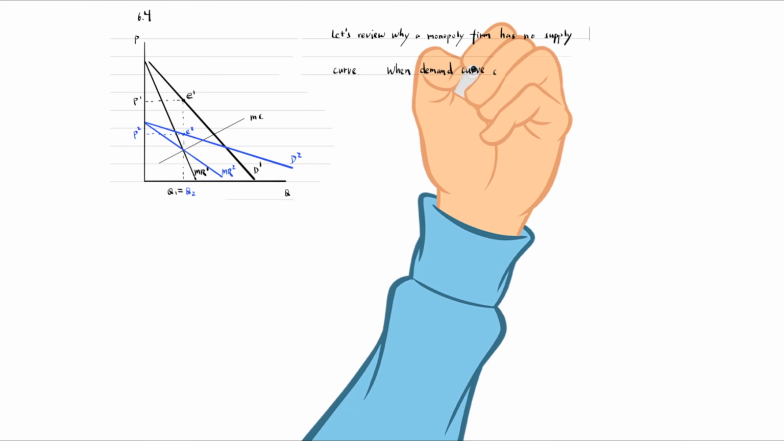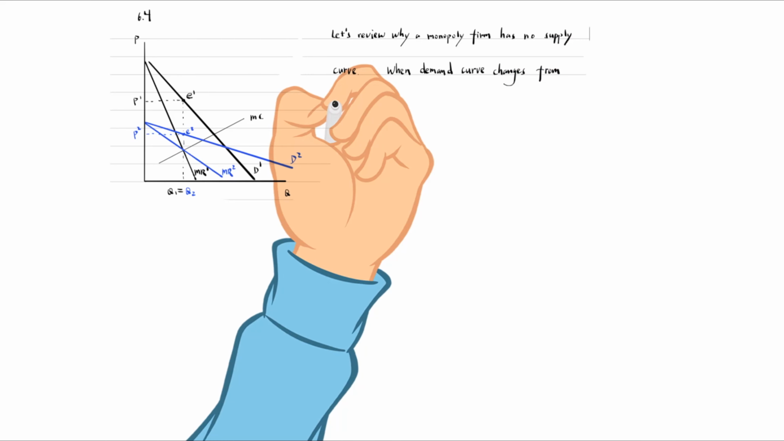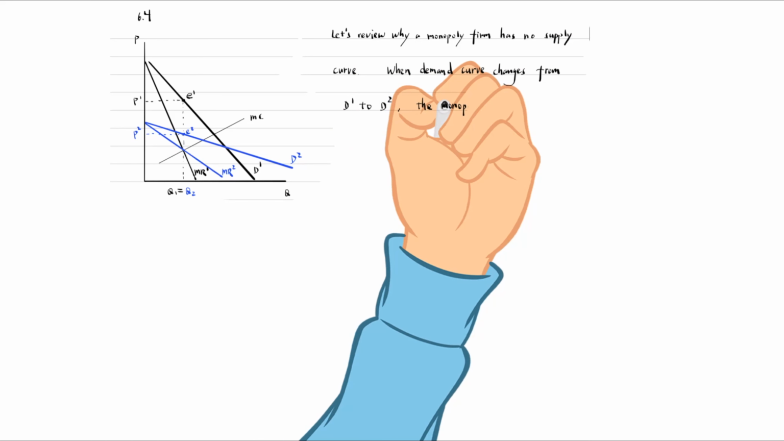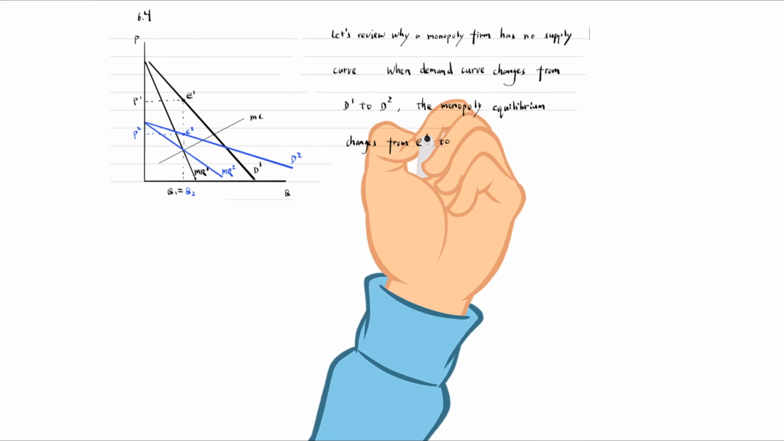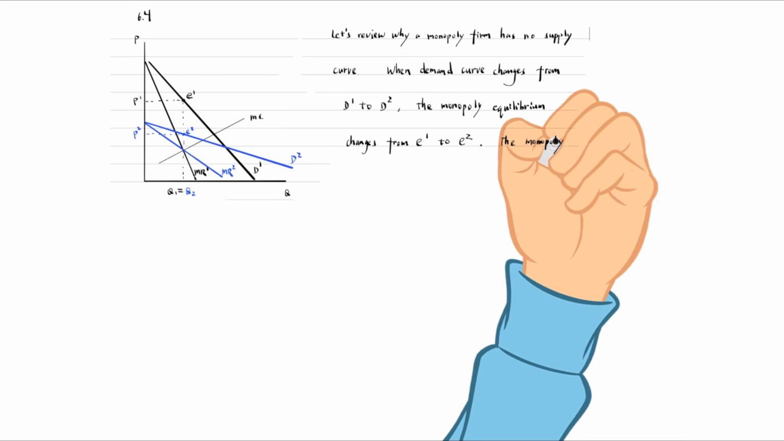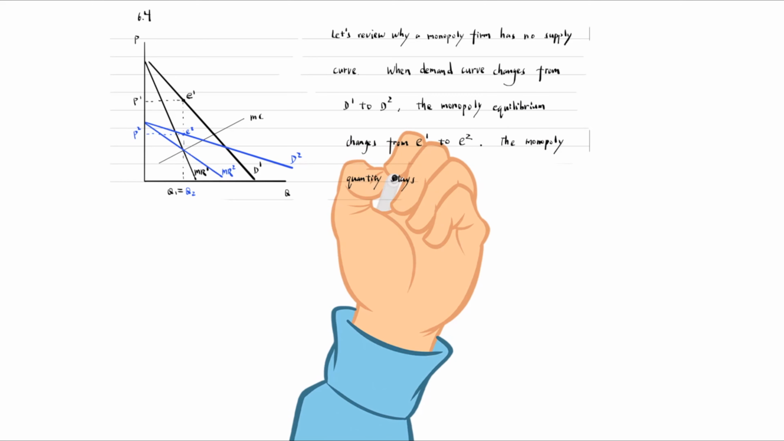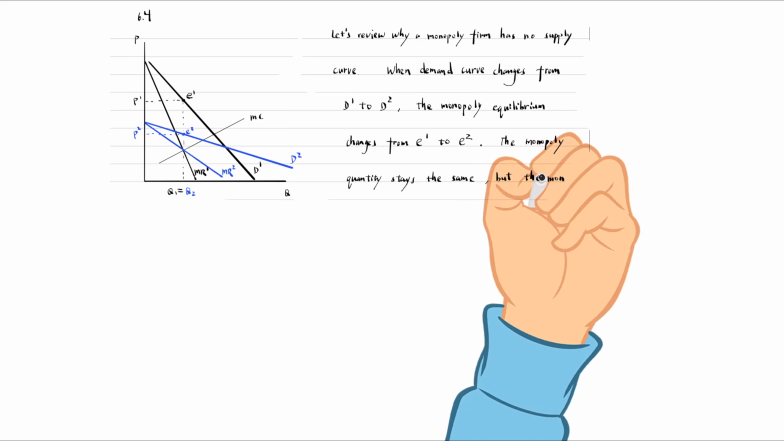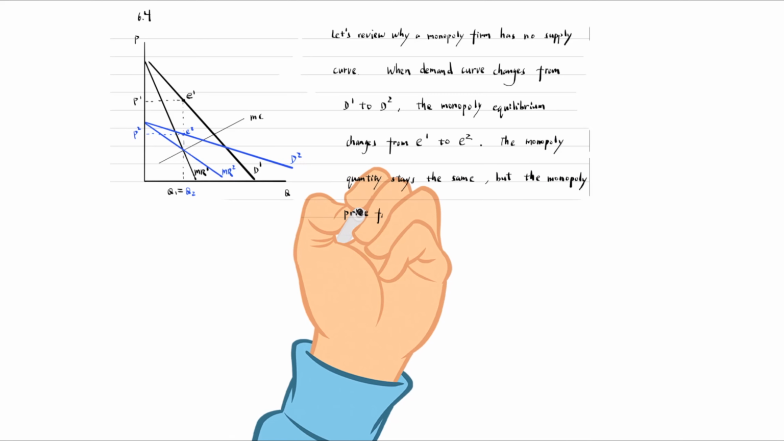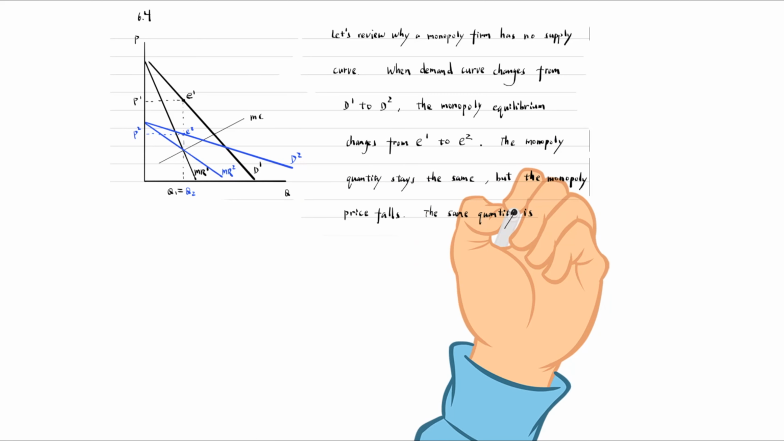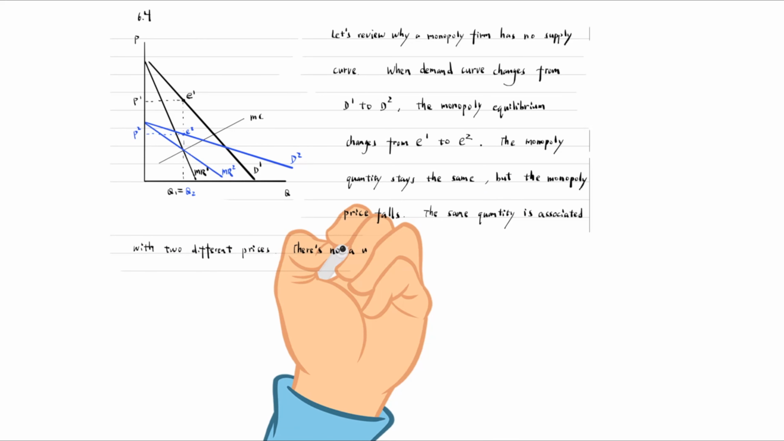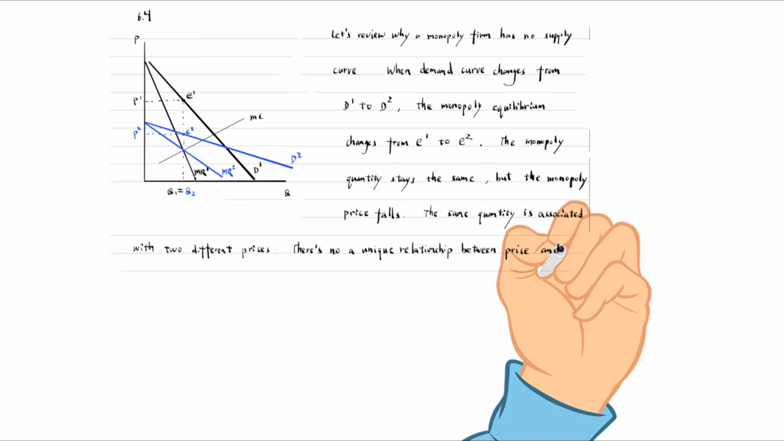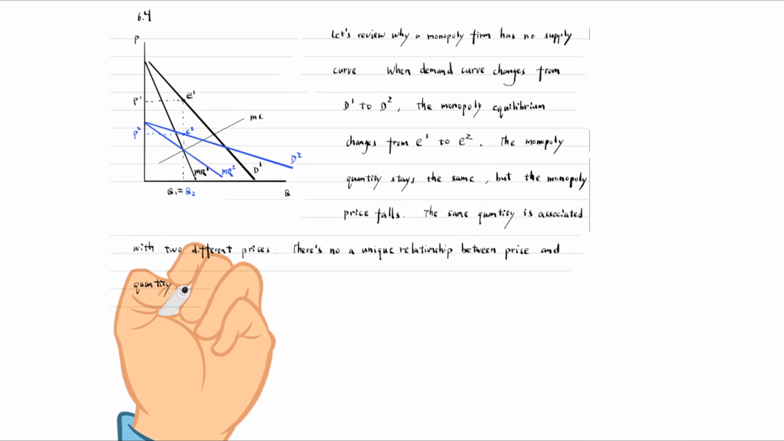For a monopoly firm, as the graph shows, when the demand curve changes from D1 to D2, the monopoly equilibrium changes from E1 to E2. The monopoly quantity stays the same, but the monopoly price falls from P1 to P2. The same quantity is associated with two different prices. There is no unique relationship between price and quantity. Therefore, a monopoly firm has no supply curve.